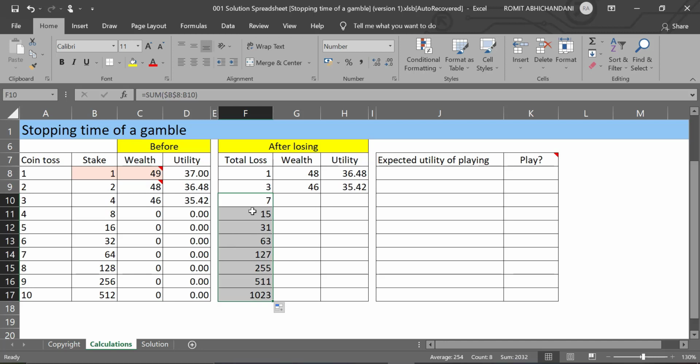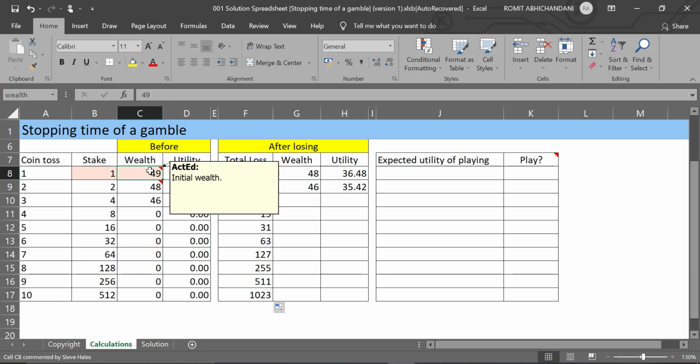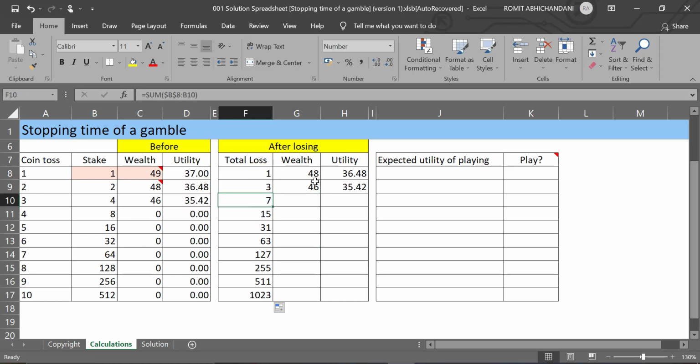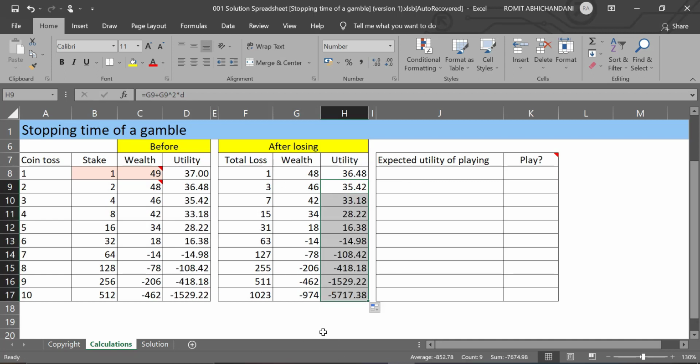Okay, so these numbers are correct. So this 15 is loss in the first 4 gambles. Okay, this 31 is loss in the first 5 gambles. So this is the total loss. Now wealth, you can just replicate it. It would just be the initial wealth that you started with minus the aggregate loss that you have suffered. Okay, so it will be these numbers. And utility, directly applying the formula on this wealth will just give you the utility. So yeah, this is your utility. Okay, so this is how you do these calculations.